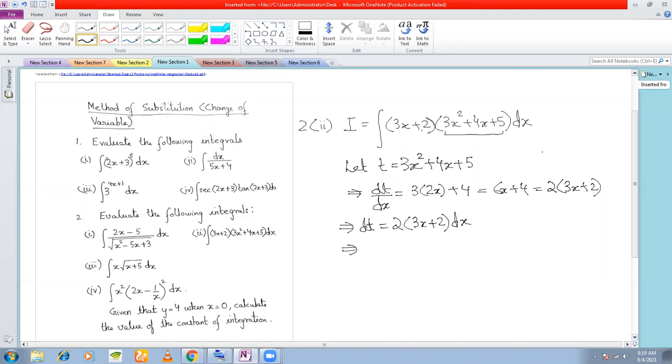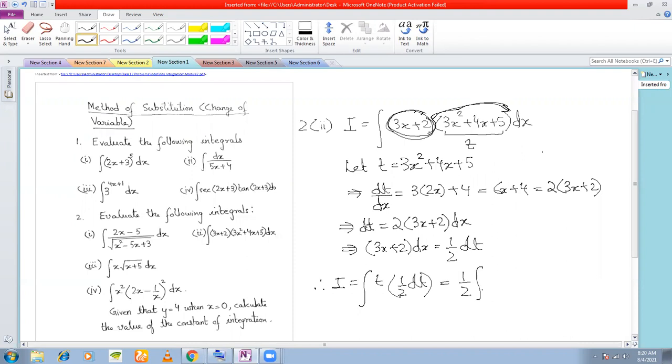That means how much is this part, 3x plus 2 into dx? See here, 3x plus 2 into dx is equal to half dt, right? So therefore, I will become integral t into half dt, because I have assumed this to be t. That is, integral t into half of dt.